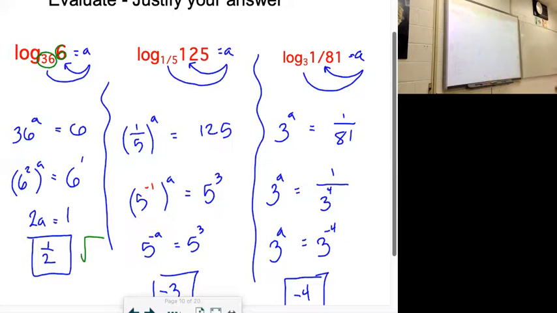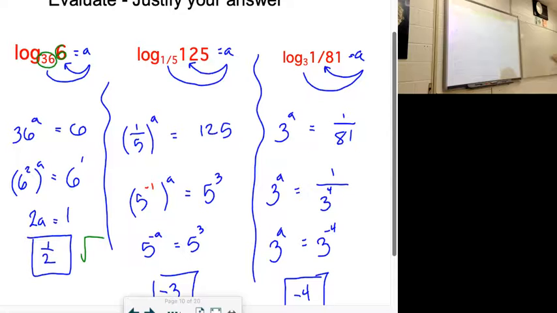Log base 1/5 of 125. Again, I created the equation. I converted it to exponential: 1/5 to the a equals 125. This is a scenario where I have to work on both sides to rewrite in the same base. I don't want to work in a base of 1/5. I want to work in a base of an integer as opposed to a fraction there.